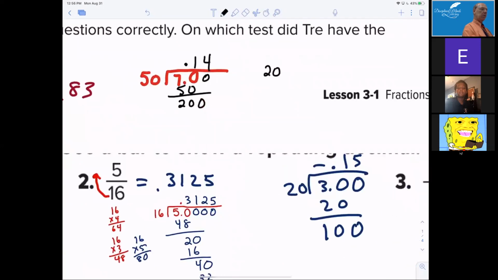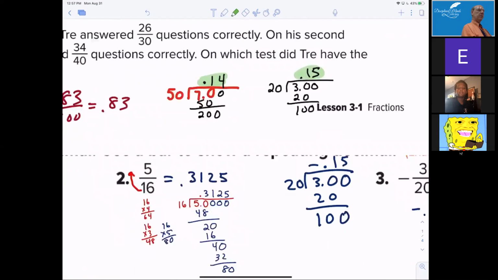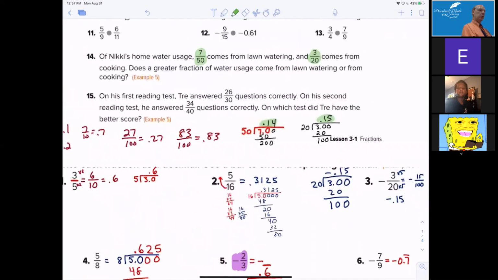So now 20 goes into 3.0. All right, so how many times does 20 go into 30? Once. Keep going. Subtract, you get 10 and then you have to bring down, add a 0, right? So how many times does 20 go into 100? 5. So there you are. You're comparing 0.14 to 0.15. So what's true? We would say 3 over 20 is greater than 7 over 50. You agree with that?